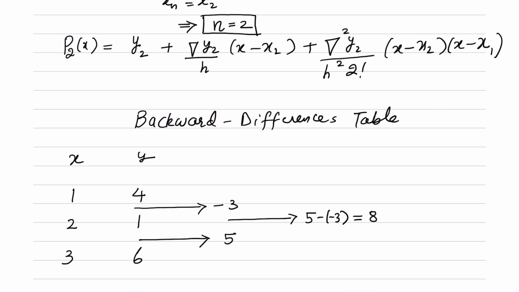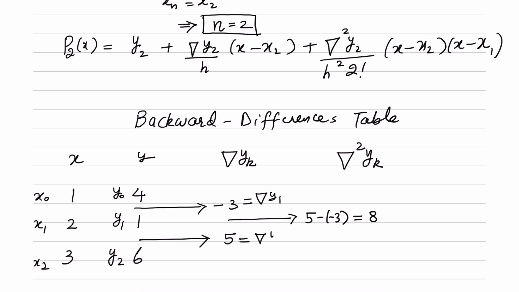Let's name the data. This third column will be named as del yk. Next column will be del square yk. Let's name the values x0, x1, x2, y0, y1, y2. This value will be backward y1. Next value will be backward y2. In the backward square yk column, the first and only value will be named backward square y2. We have seen these notations in previous videos.